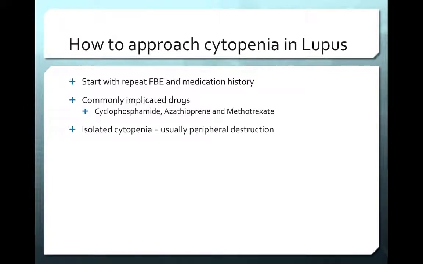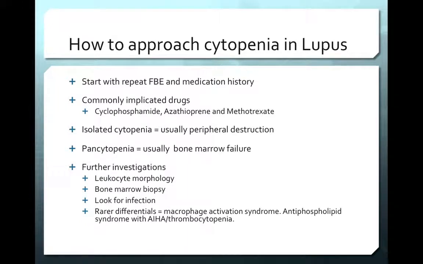If someone has an isolated cytopenia in lupus, it's almost always a peripheral destruction, and if someone's pancytopenic, it's probably a bone marrow problem. So the further investigations really depend on what you've got so far, but you can look at leukocyte morphology, check the bone marrow biopsy, looking for any problems with maturation, look for any infection, and always keep in mind one of the rarer differentials such as a macrophage activation syndrome, antiphospholipid syndrome, and autoimmune hemolysis thrombocytopenia.